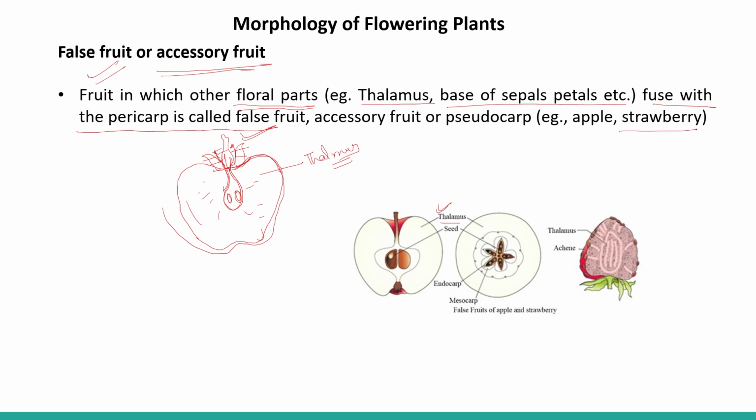Same in the case of strawberry also. This is again the thalamus. Okay. So the true fruit is the one in which the ovary transforms into fruit. When other floral parts transform into fruit, like in the case of apple and strawberry, where the thalamus transformed into fruit, it is called a false fruit or accessory fruit.